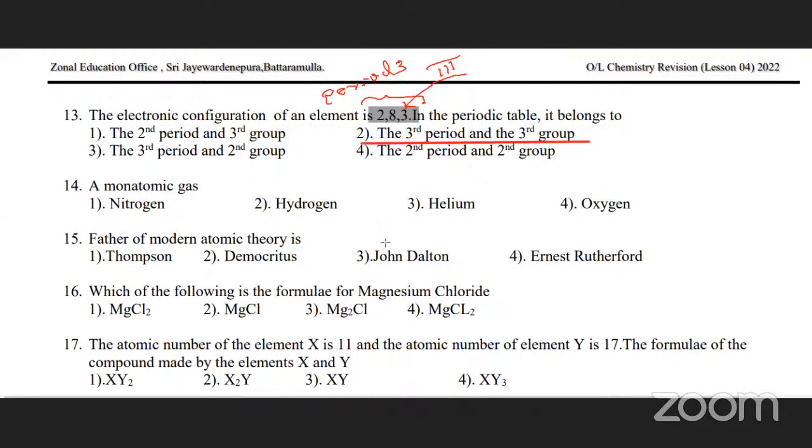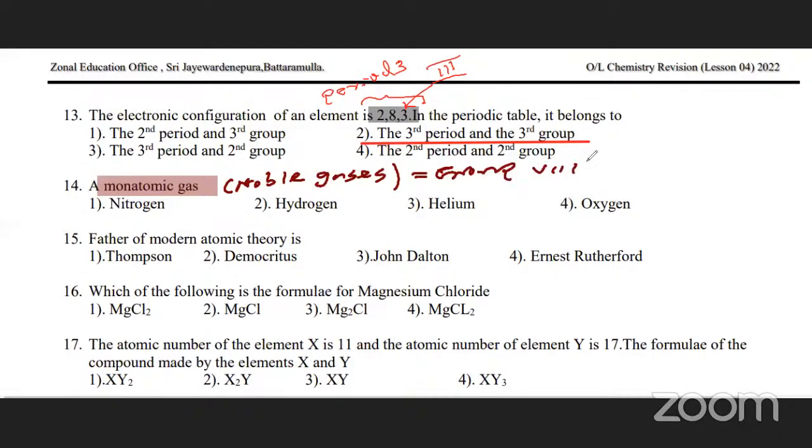Those who did this at home, you can mark with the red pen and check whether you are okay with this chemistry from the beginning. Question number 14, monoatomic gas. Monoatomic gas means they are noble gases, group 8 elements. You can highlight monoatomic. That is another term used for noble gases. Noble gases are also called group 8.